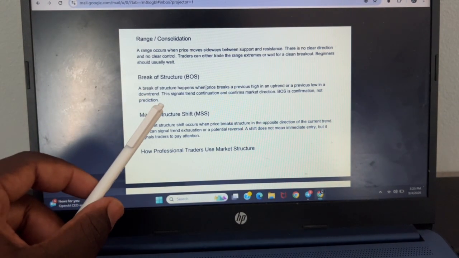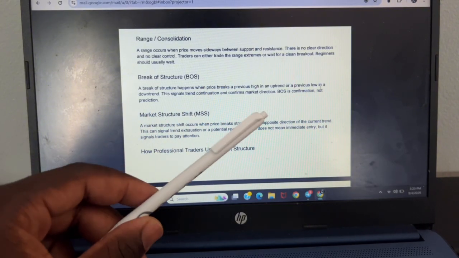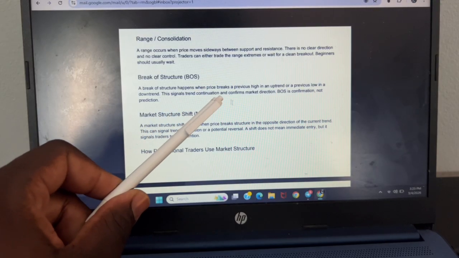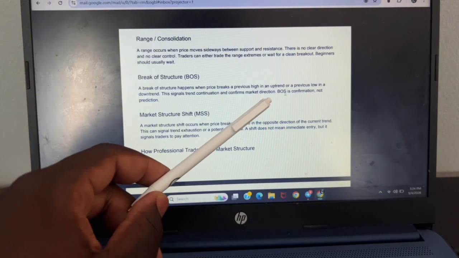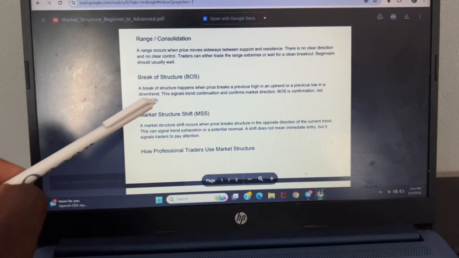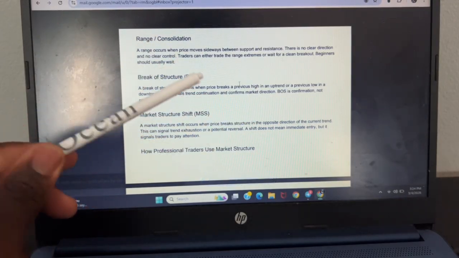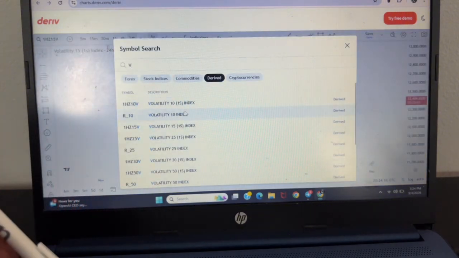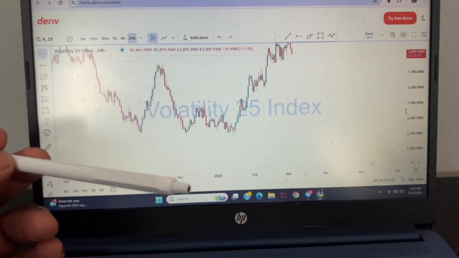The meaning of break of structure: a break of structure happens when price breaks a previous high in an uptrend or a previous low in a downtrend. This signals trend continuation and confirms that market direction. BOS is confirmation, not prediction. So whenever you see a break of structure, that means the market wants to continue. If you're in an uptrend, like you're in this uptrend right there, right?